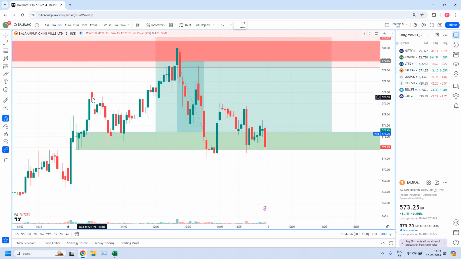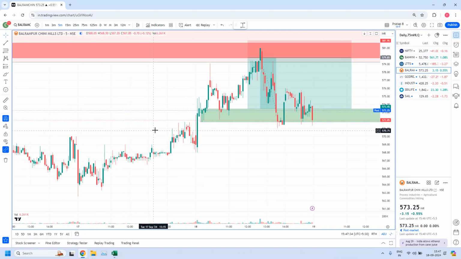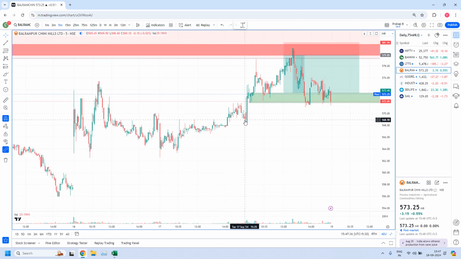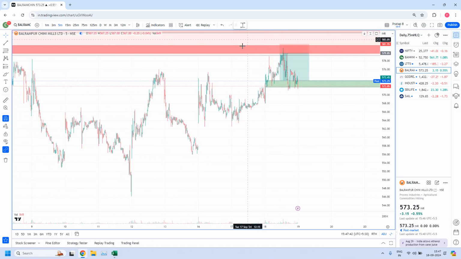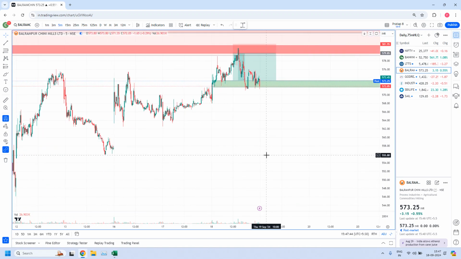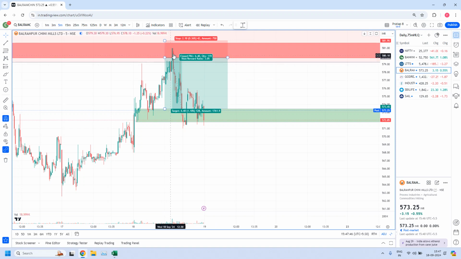When this rejection is formed today morning at 10 o'clock, prices came near to the zone and came down. By seeing the rejection, the moment I looked into this chart, what could be the reason? So this is the 5 minutes zone, which is part of the high liquidity supply zone, daily high liquidity supply zone. Actually that has given a very big push here. Okay, so this is about Balrampur Chini.